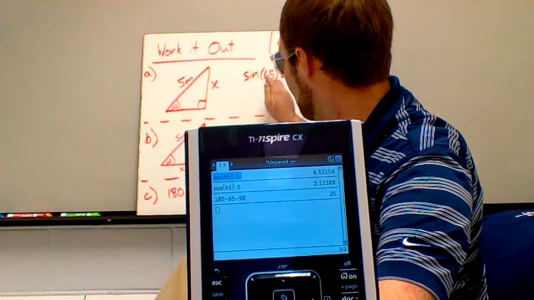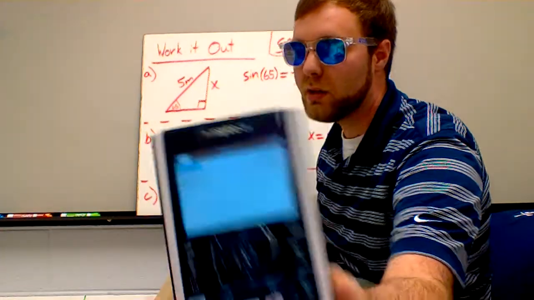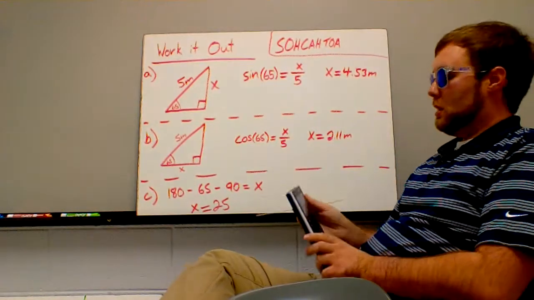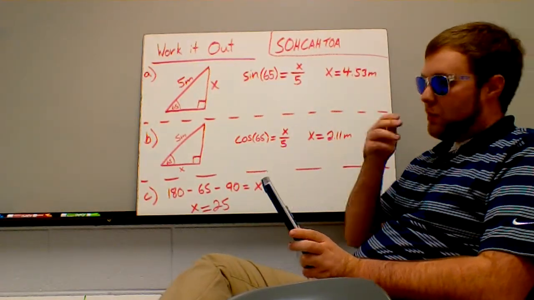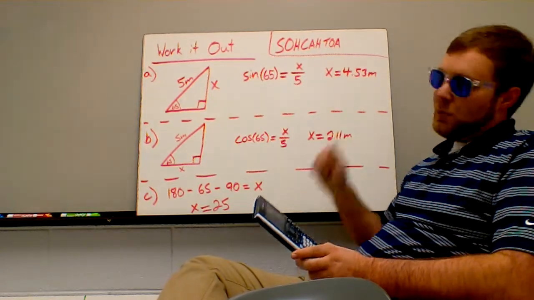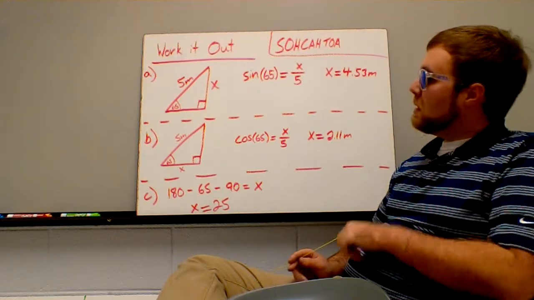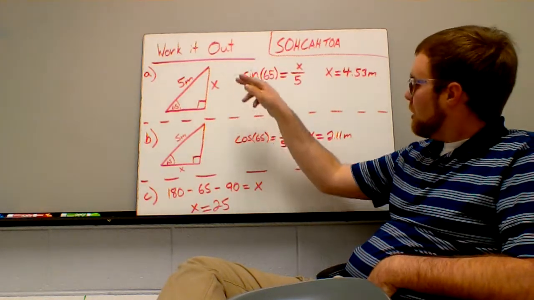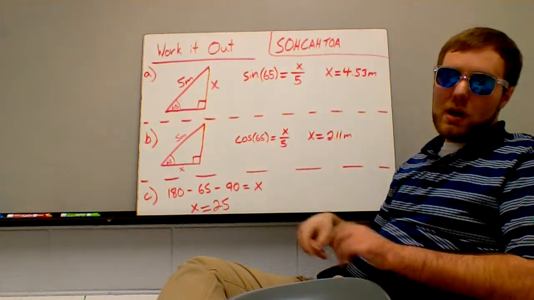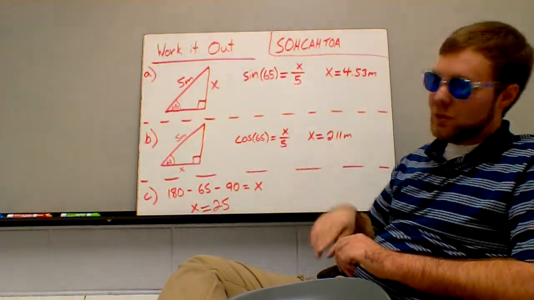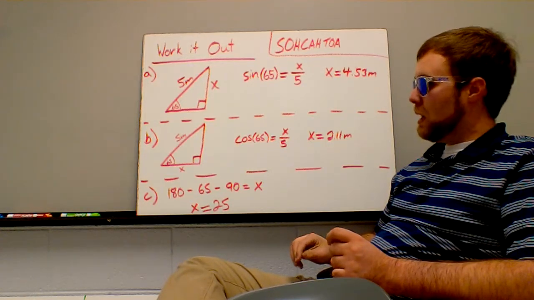And so what I just did was I multiplied the 5 over to get rid of it and get x by itself. What I end up getting is 4.53154, and it would go on forever, but I decided to stop at 2 digits. So that's the sine of that. So what that means is this wall right here is 4.53 meters high to the point where the ladder touches the wall. Okay? So that's what I was looking at for part A.